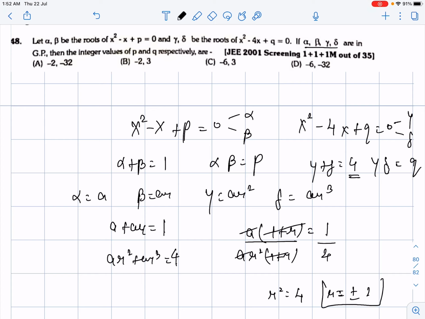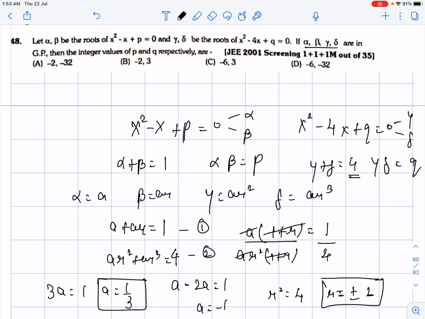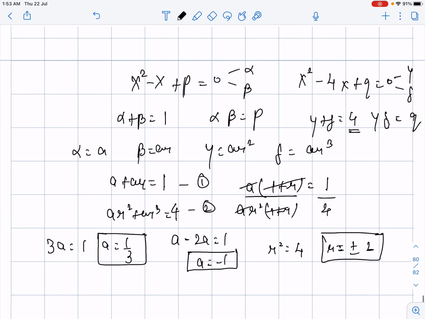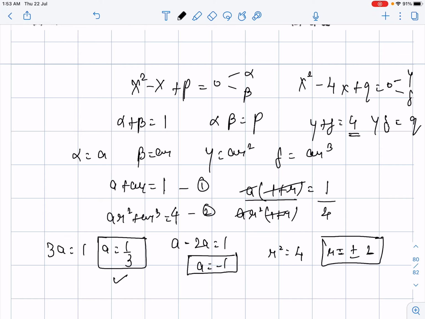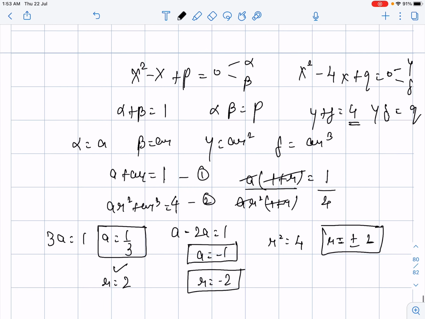Now let's get the value of a. I want the integral value of p and q. So the value of a we may achieve from the first equation by keeping the value of r as 2. So 3a is equal to 1, that is a is equal to 1 by 3. And when r is equal to minus 2 is kept by me, a minus 2a is equal to 1, so a is equal to minus 1 will be achieved by us. So a is equal to minus 1, or it is 1 by 3. When it is 1 by 3, r will be 2, and when it is minus 1, r will be minus 2.